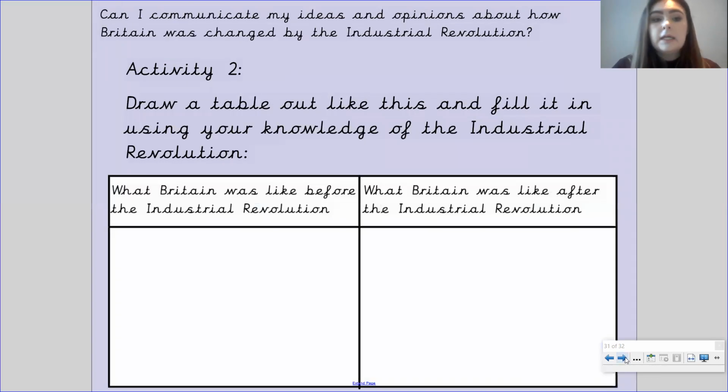Okay, activity 2. I want you to draw a table out like this and fill it in using your knowledge of the Industrial Revolution. So again, split your page in half and then draw a line across it. And I want you to write what Britain was like before the Industrial Revolution and what Britain was like after the Industrial Revolution. And you can just bullet point things that you have learned. So before you could say things like fields, not a lot of houses, animals, etc. And then what was it like after? Factories, cramped, lots of people, etc. So you can do bullet points for this one. So pause the video here if you are going to be completing activity number 2.